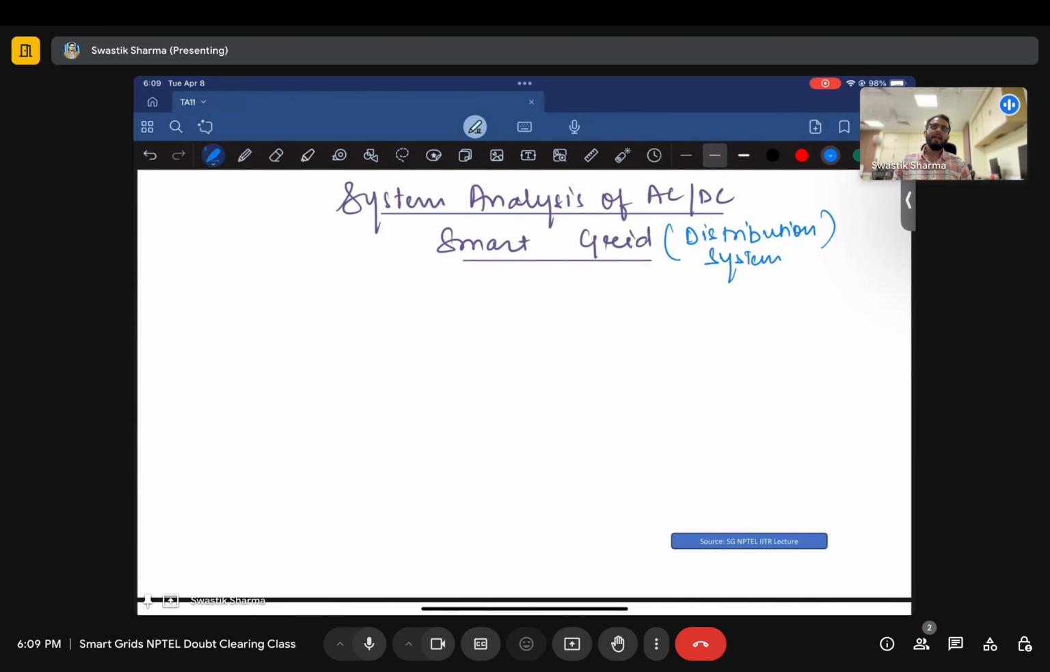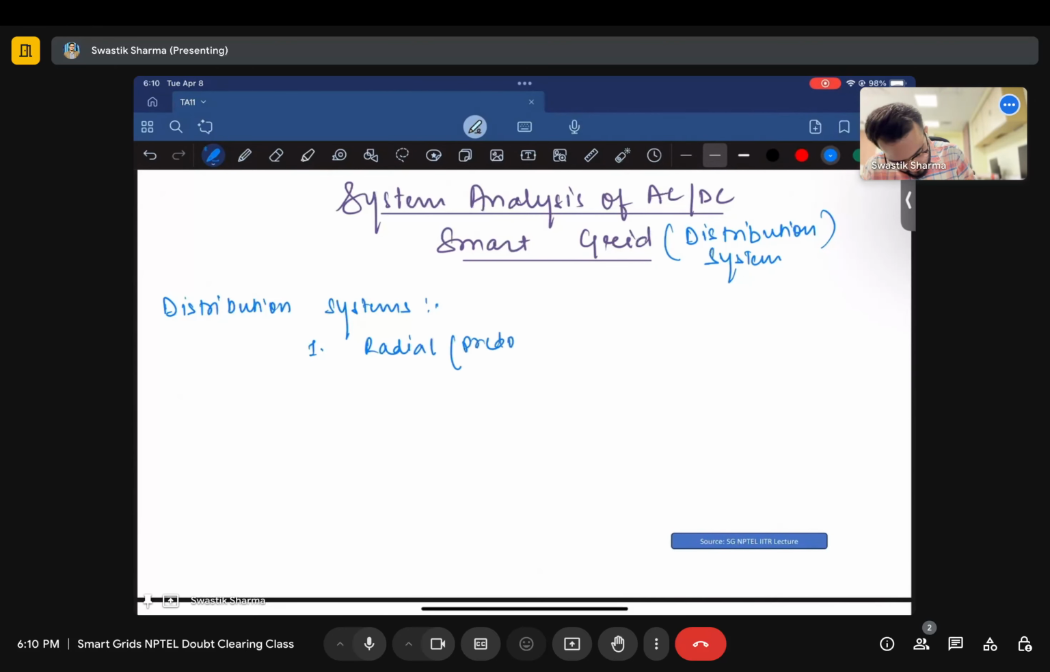So what I mean by system analysis is that distribution system. What are distribution systems? If I talk about distribution systems, these are predominantly radial, but they are also available in meshed or loop topology, right? The other thing that they have is a high R by X ratio.